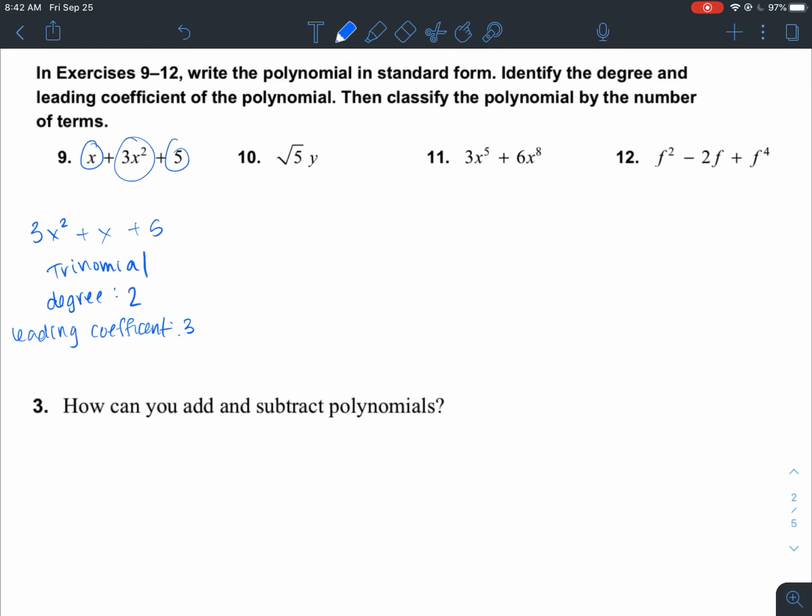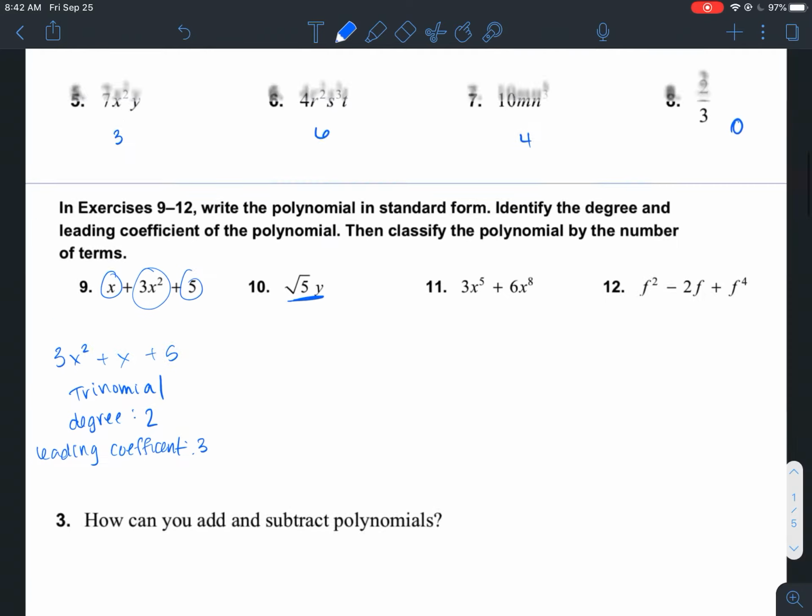So, for 10, this doesn't have an order, right? Because there's no addition and there's no subtraction between any of the terms. So this is written in standard form as it is right there, okay? Identify the degree. The degree would be 1, sorry.